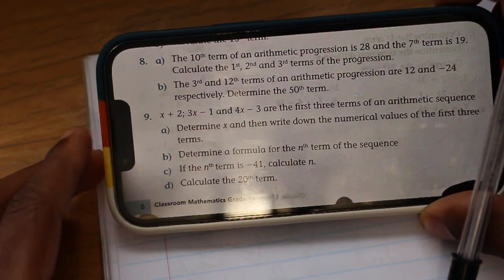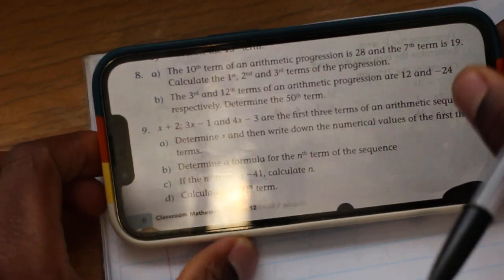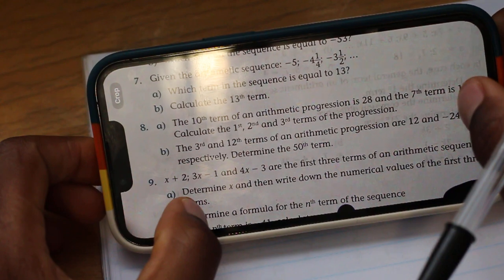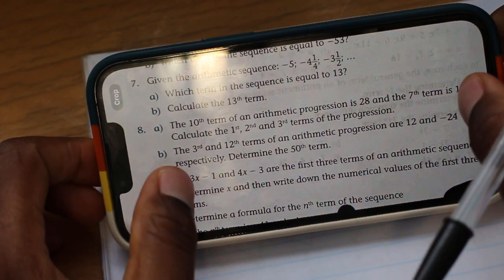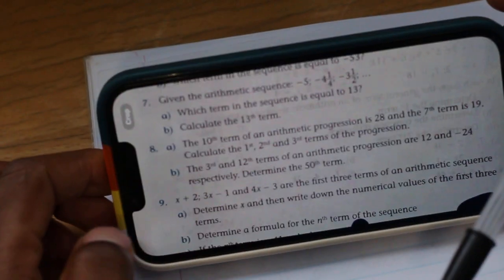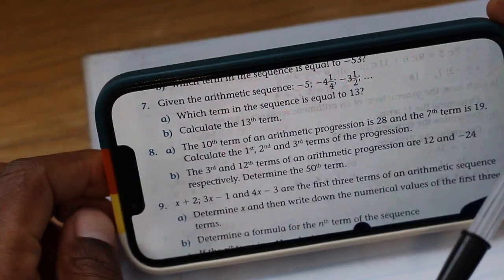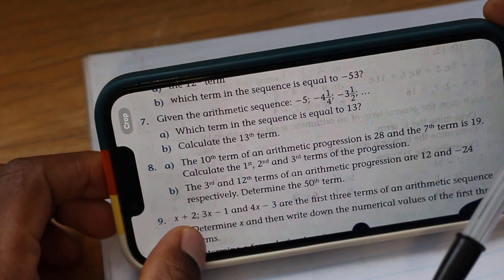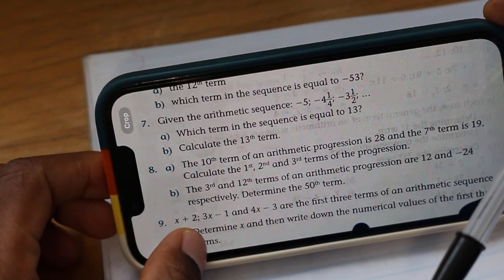And guys, look, these are the questions that we're going to be tackling. I don't know if we should start from number 7 up until number 9, but let's just start with number 7.